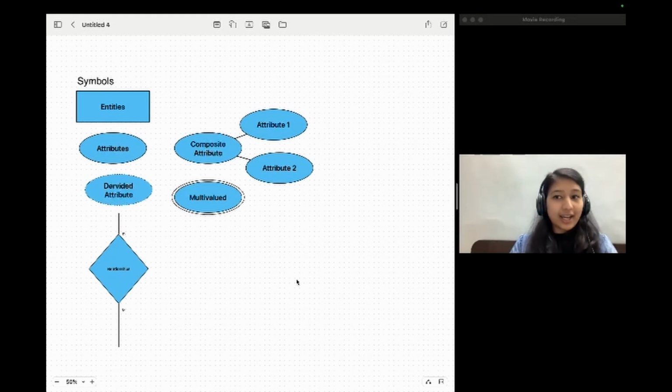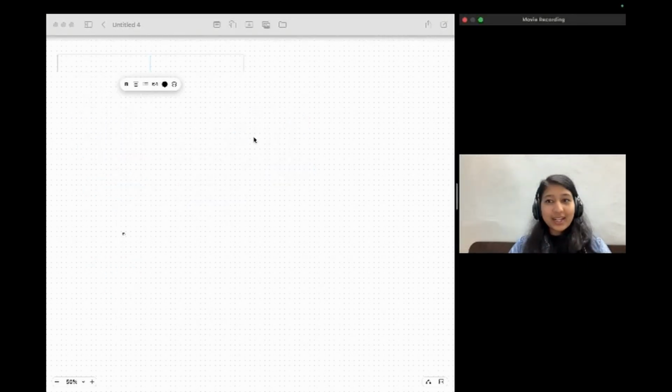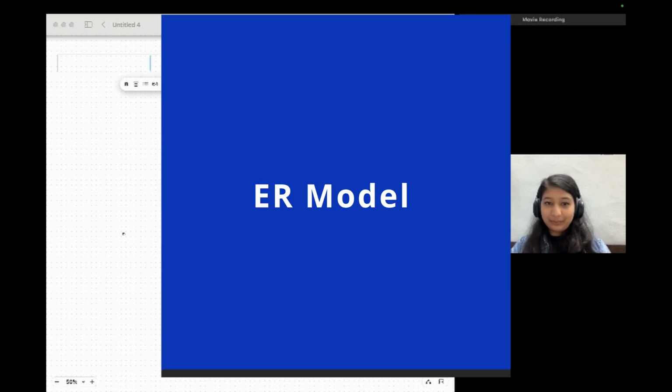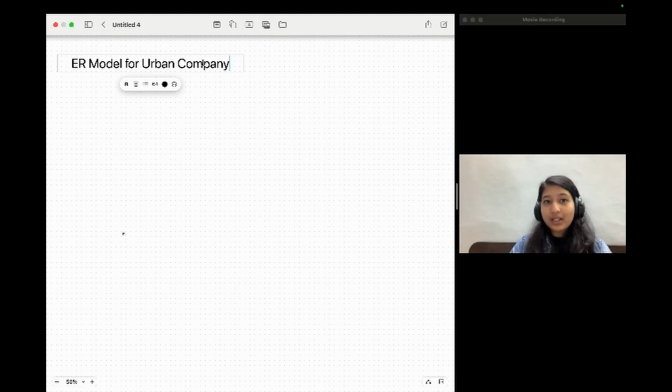Now let's make our ER model. So you are clear about what an ER model is, what its components are, why it is used, and what its symbols are. Now let's make an ER model for Urban Company. Many of you here may not know what Urban Company actually does.